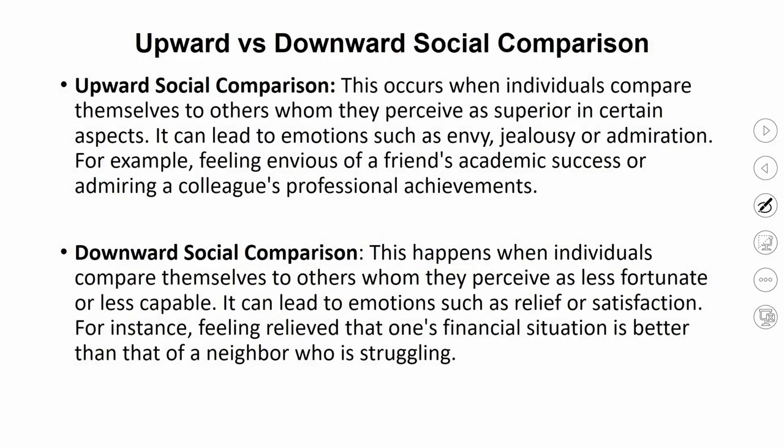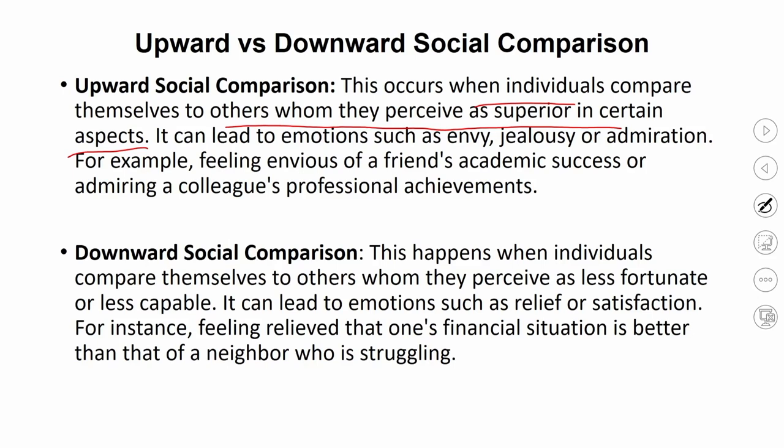Now, typically when we do social comparison, it could be of two categories. One is called upward social comparison and another is called downward social comparison. So, upward social comparison occurs when individuals compare themselves to others who are perceived as superior in a certain sense. When you compare yourself with another person whom you perceive as superior to you, who is better than you, then it is called upward. So, your comparison target is upward, it is above you. Whether that person is actually above you or superior to you is not the main thing.